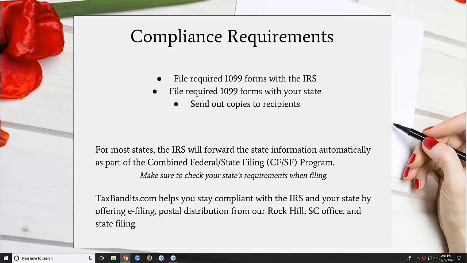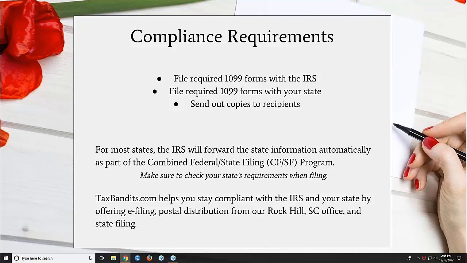Fortunately and surprisingly, the IRS started a program that makes it a little easier for filers, which is called the Combined Federal and State Filing Program. Basically, this program ensures that the IRS will forward a copy to the state that you're reporting for so that you don't have to. So really, it's one less step for you.